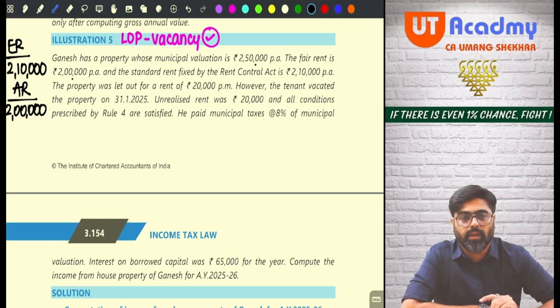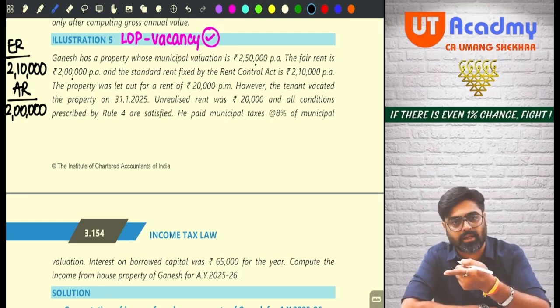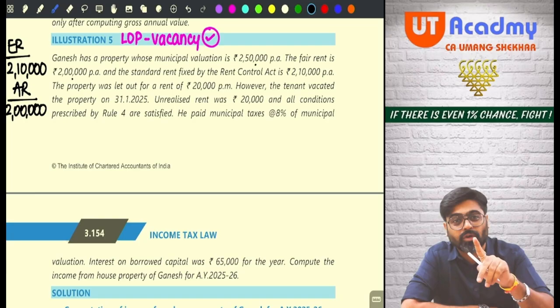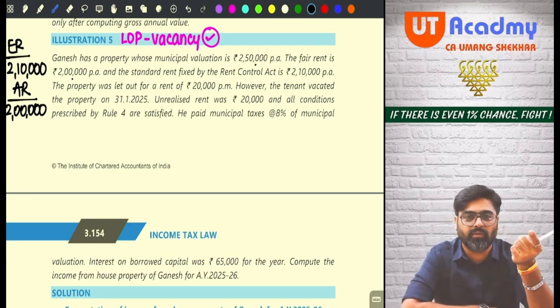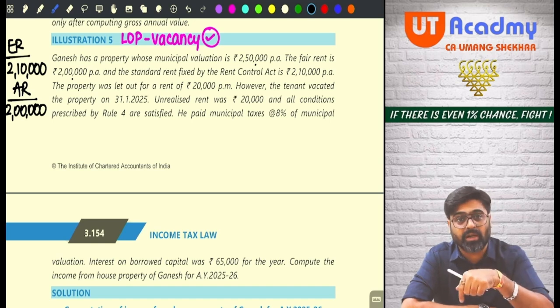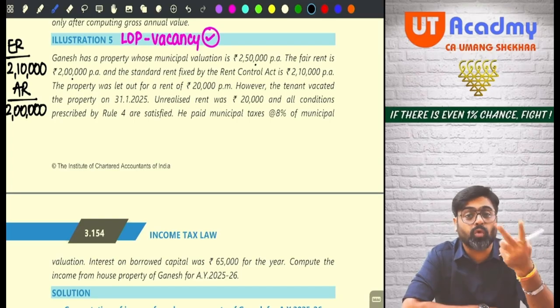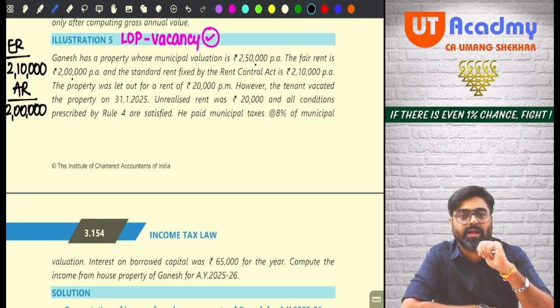Now tell me, is your actual rent higher than expected rent? No. If even after vacancy your actual rent was higher than expected rent, we would have taken actual rent only as GAV. But since your actual rent is lower than expected rent, I will have to now see whether the reason for actual rent being lower is vacancy or not. So I will have to add 2 months vacancy rent in the actual rent to check that.